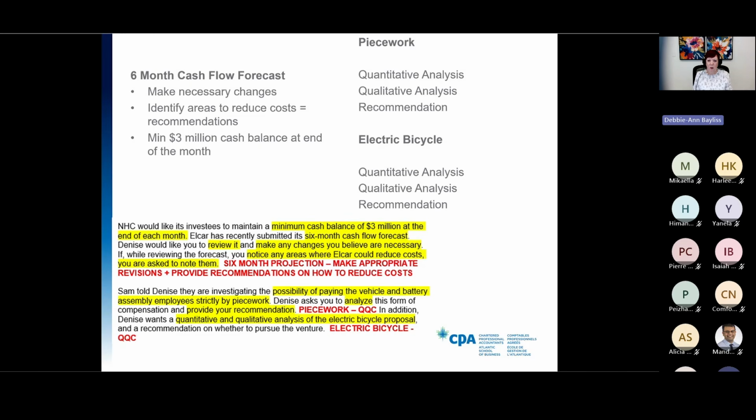The 2 other requirements they're asking us to look into are piecework and electronic bicycle. And they're asking us to perform both quantitative and qualitative analysis and provide recommendations. So the proper format is quantitative analysis, qualitative analysis, recommendation. So again, I'll put that format under piecework, and then I'll just copy it again and paste it under electronic bicycle.